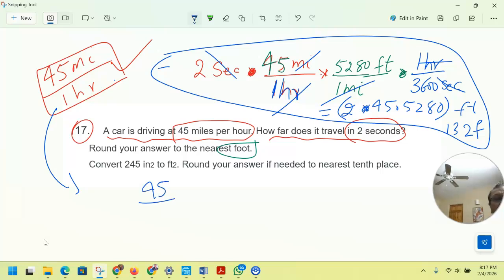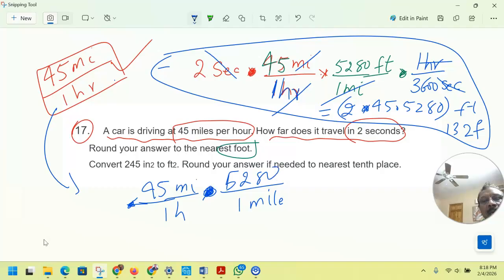Okay, so this is one of the strategies, or you could start with this one first. The rate is given as 45 miles per 1 hour. So all you do is first convert the rate into feet, because 1 mile is 5,280 feet, and then again 1 hour is 3,600 seconds, same thing, like seconds.